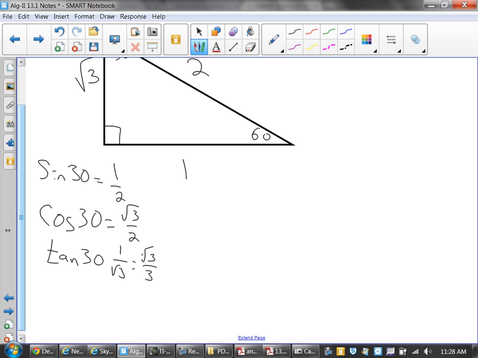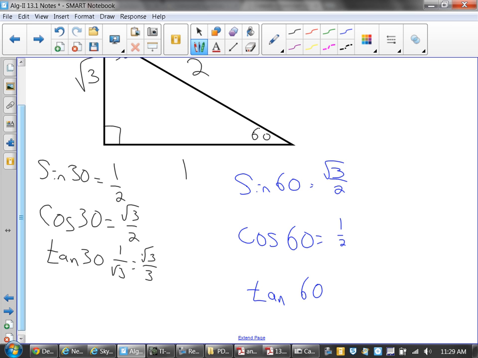Okay. Now, cosines. Not cosines, excuse me. Sines of 60. Cosine of 60. And tangent of 60. What would the sine of 60 be? Root 3 over 2. Cosine? Is 1/2. And then tangent. Root 3.